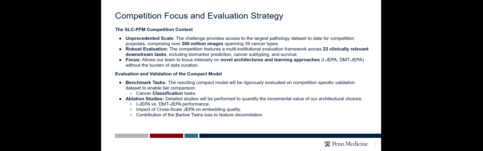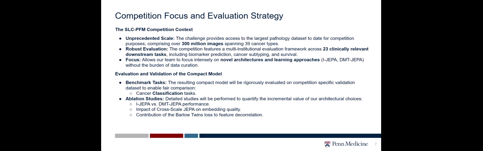Our approach centers on I-JEPA, an image-based joint embedding predictive architecture that is particularly well suited for pathology. Unlike pixel reconstruction methods that waste computation on unpredictable, noisy cellular details, I-JEPA predicts the latent semantic features of masked regions using meaningful contextual information. This helps the model capture biologically relevant morphology while scaling efficiently.